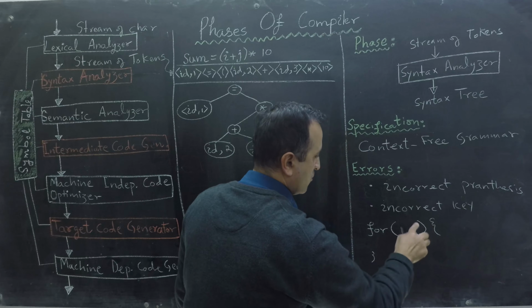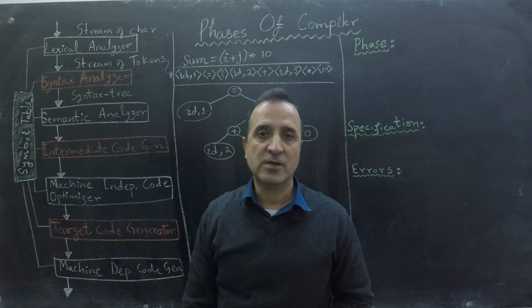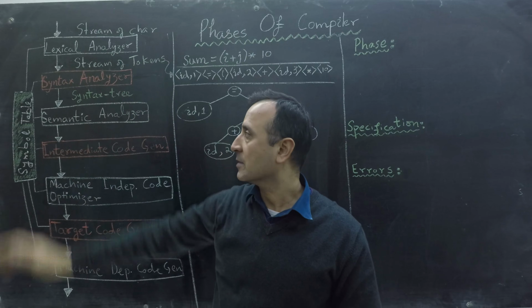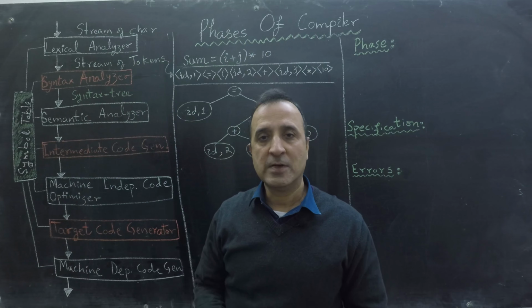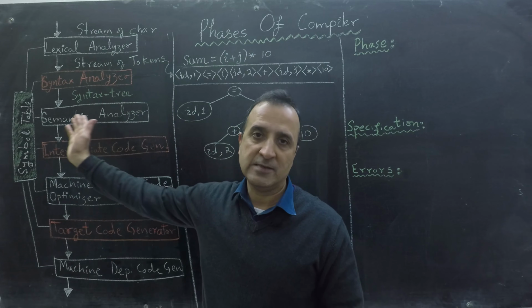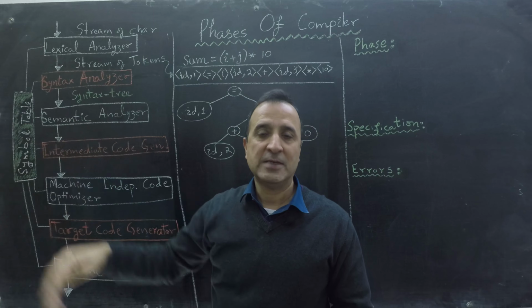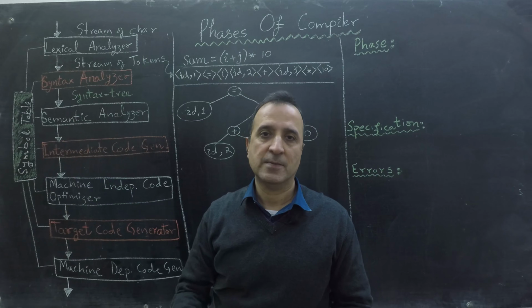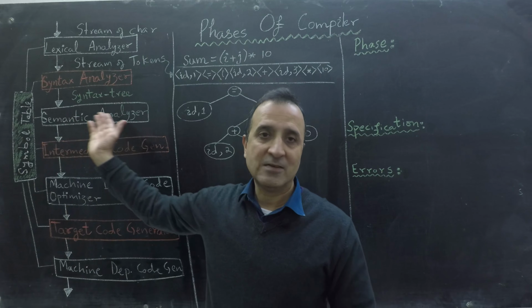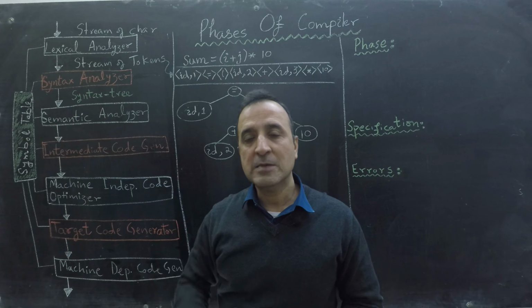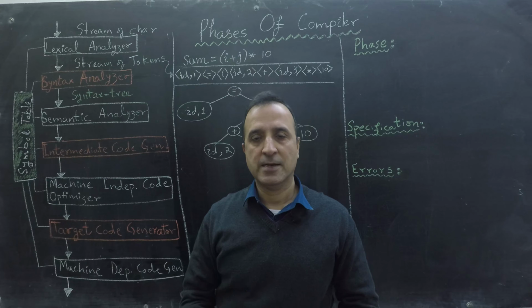Now let's clear this board and continue with the semantic analyzer phase. Our previous phase was the syntax analyzer phase, whose input was a stream of tokens and whose output is a syntax tree. The syntax tree becomes the input of the semantic analyzer phase, whose output is also a syntax tree, but that syntax tree has more information in it. Also, the semantic analyzer phase updates the symbol table by adding more information to it.